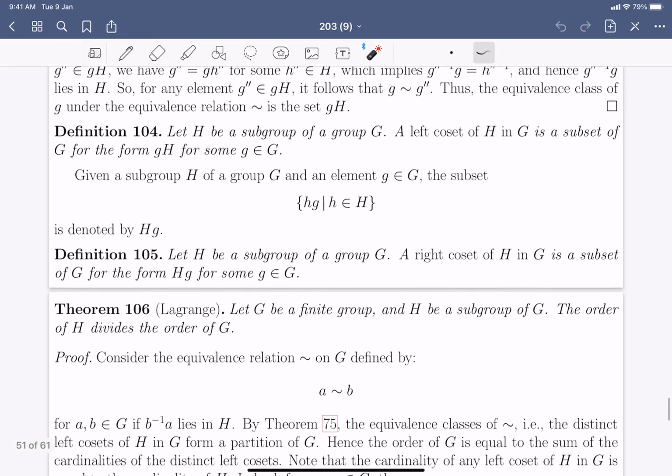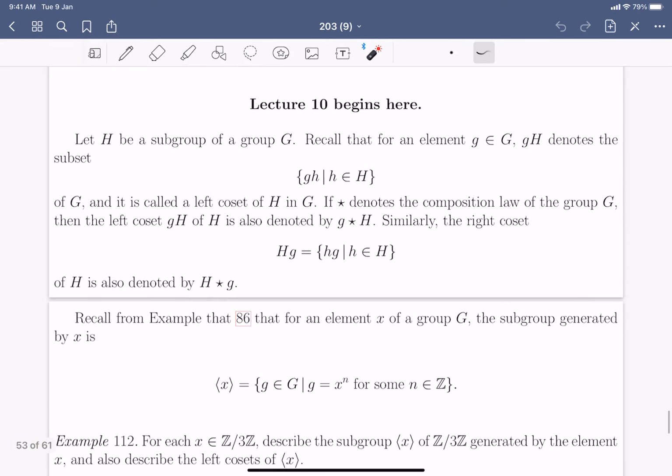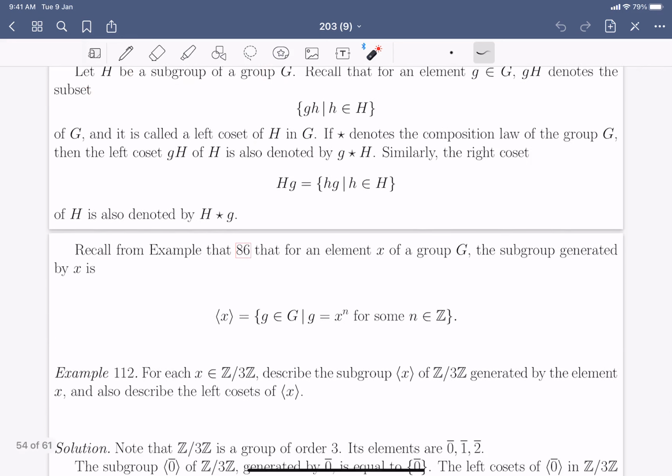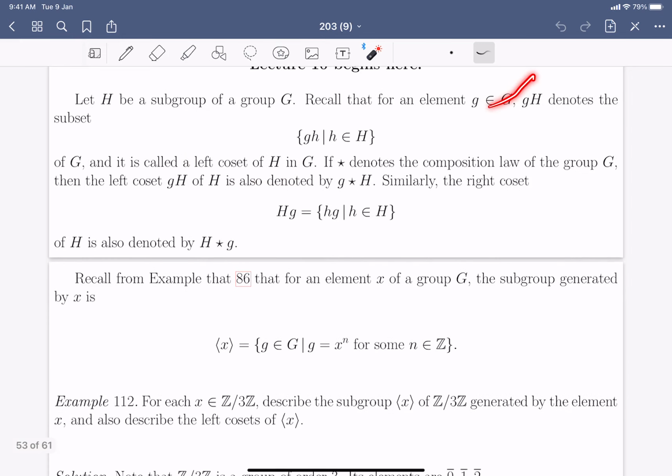Okay, great. So we'll try to understand this notation a bit better. We'll go through certain examples. So you start with a subgroup H of a group G, and then just to recall that we have this notion of left cosets and right cosets. We have this little g times H for an element little g inside G, and this is called the left coset.